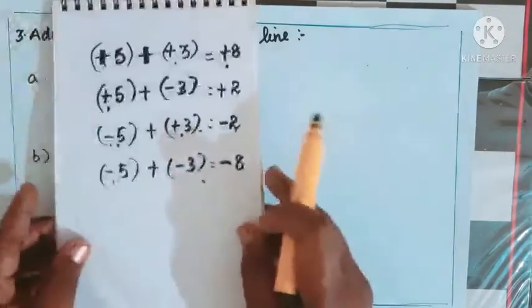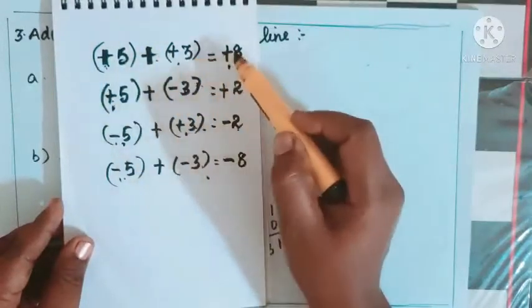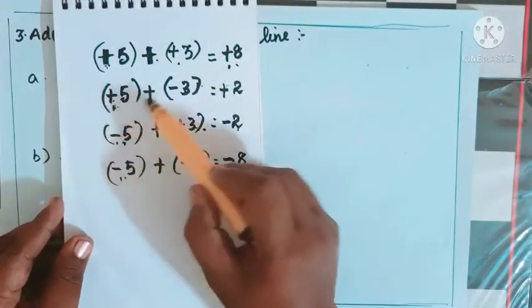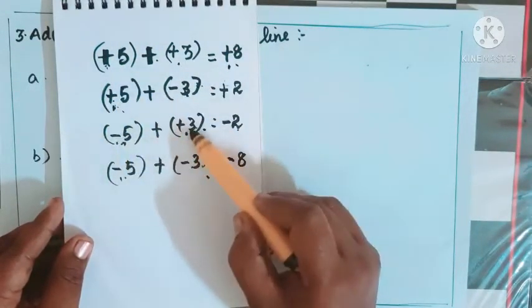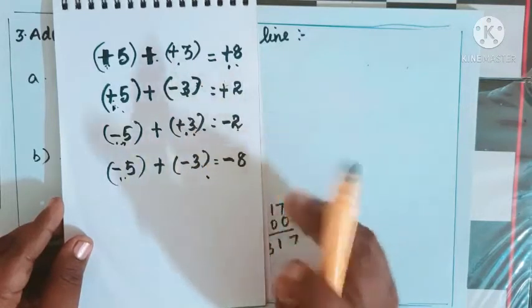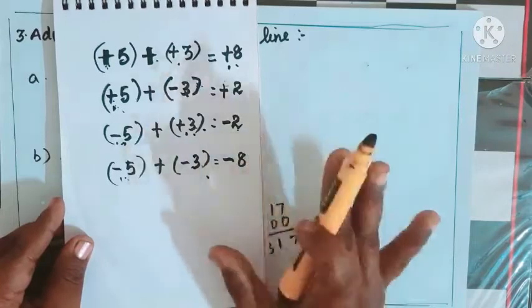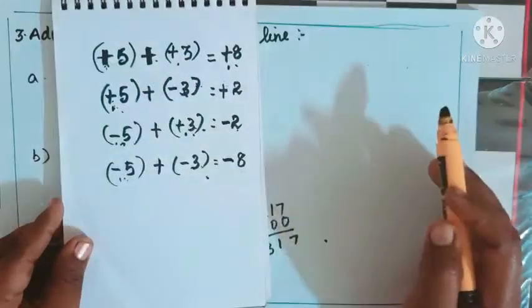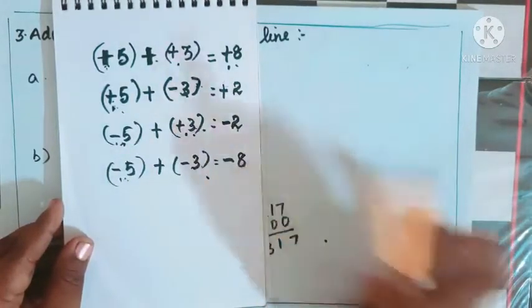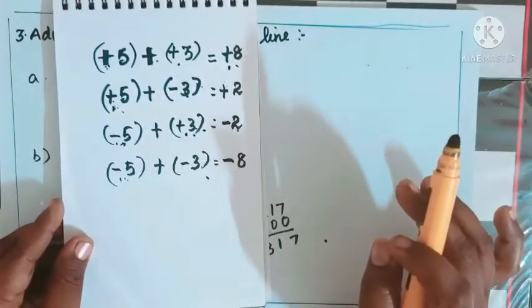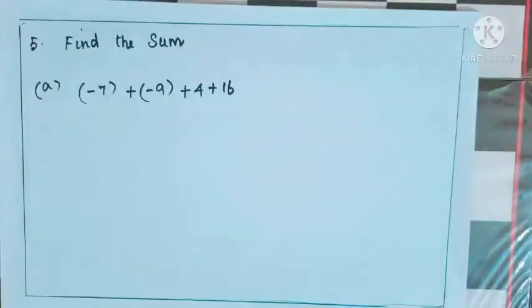So once again shall we see this? Positive and positive, you get positive. Negative and positive, or positive and negative, what do you have to do? Subtract and put the bigger number's sign. Negative and negative means you add them and put the negative sign. Is that clear here? Negative symbol only will come. Understand? Fine.